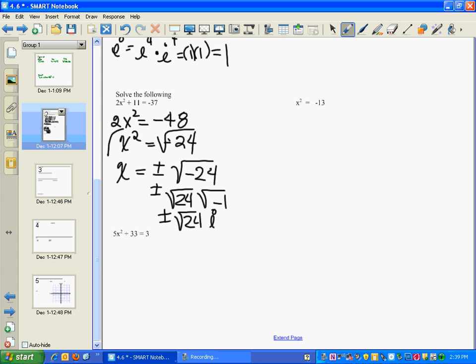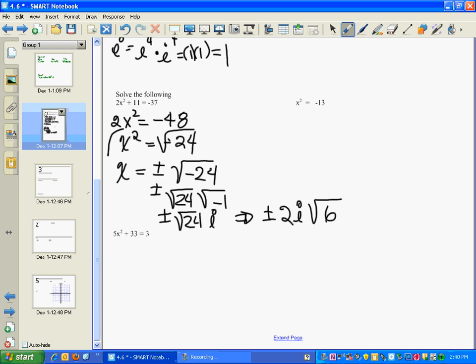Now, the square root of 24 we can further simplify, can't we? It is 4 times 6, correct? So that really means it's plus and minus 2. We usually stick the i out in front of the square root and then put the square root down. Does that make sense?